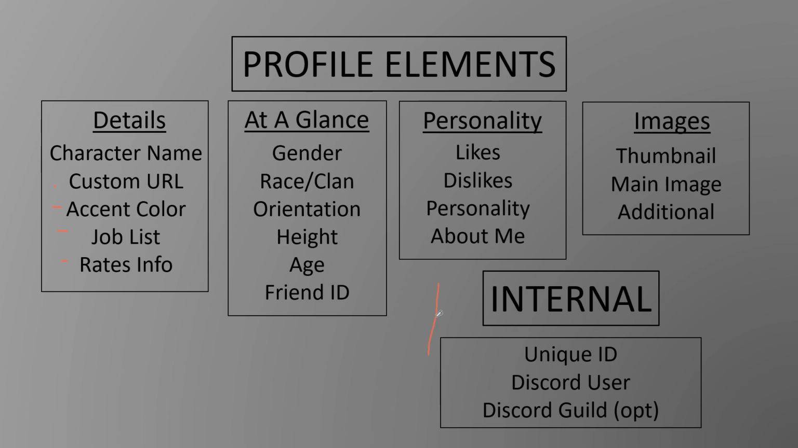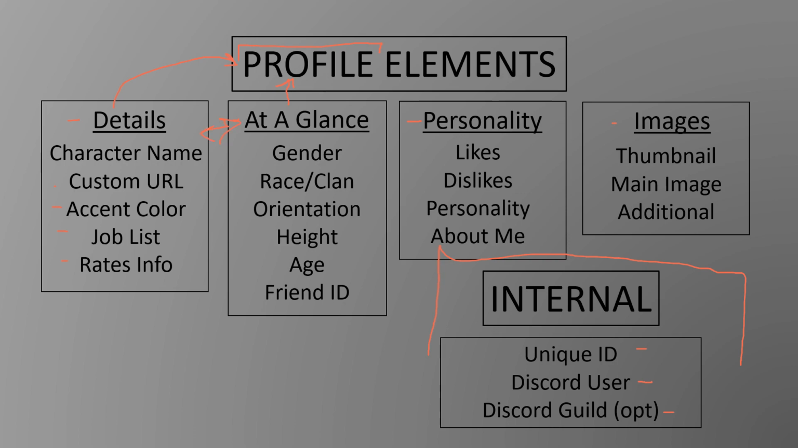So what I want to do is store these bits of internal data as raw data. So this will be a string, this will be an actual user, and this will be an optional guild. So we're going to store these as data points, but these we're going to store under the class names that we've decided on here. So this is going to be profile details, profile at a glance, and so forth underneath the profile class. And then we're going to have a reference to the profile class from within each of these other classes, which is how they're going to be able to talk to one another.